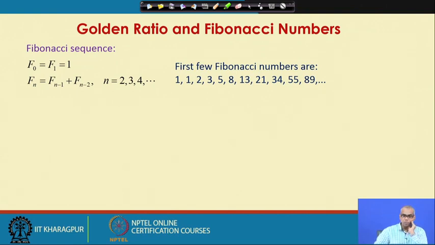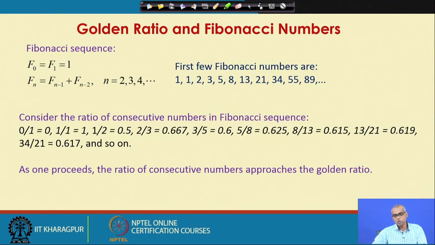What is the relationship between Fibonacci numbers and golden ratio? The Fibonacci sequence we know f n equal to f n minus 1 plus f n minus 2, where n is 2 onwards. So, now if you take the ratio of consecutive numbers in the Fibonacci sequence, you see that this ratio converges to approximately 0.618, which is the golden ratio. So, as one proceeds, the ratio of consecutive numbers approaches the golden ratio.